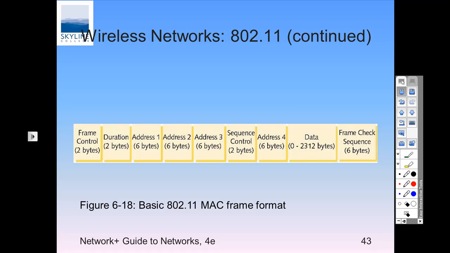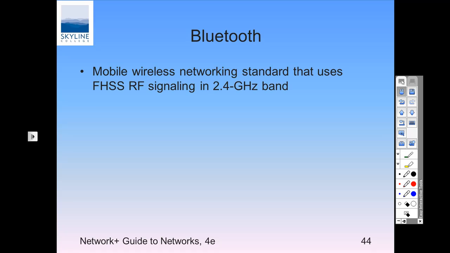Address 1, address 2, address 3, the sequence control, and then just for added measure another address back here, and then the data that goes in here, the frame check sequence. When you get to the remote, the sending side goes through the same algorithm to see if we produce the same string of characters for the frame check sequence, to see if the information was damaged en route.